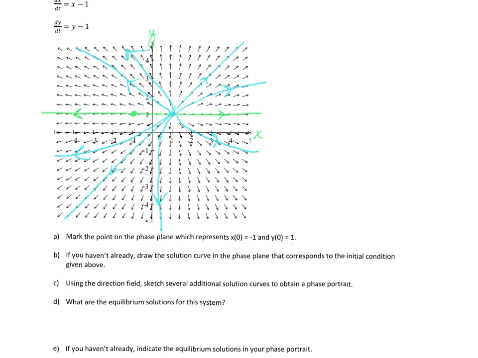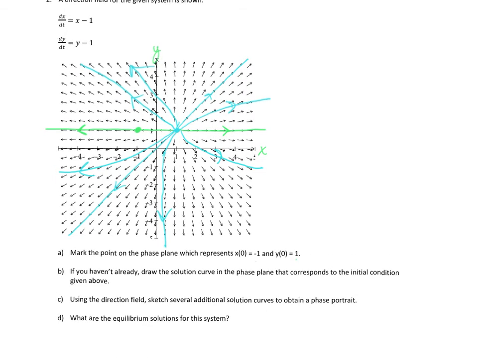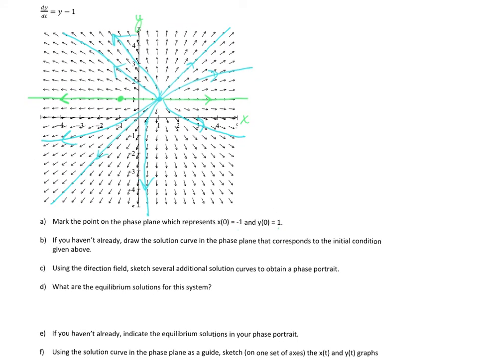What are the equilibrium solutions for this system? It looks like it's at 1, 1. If you haven't already, indicate the equilibrium solution in your phase portrait. Okay, it's already drawn in there.